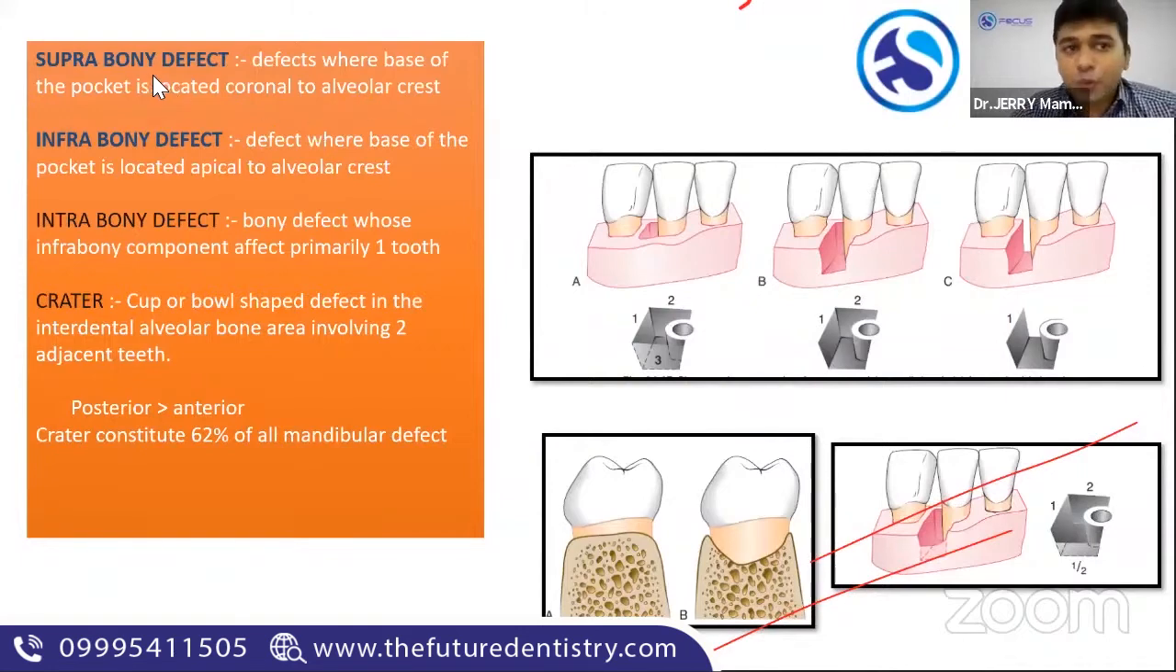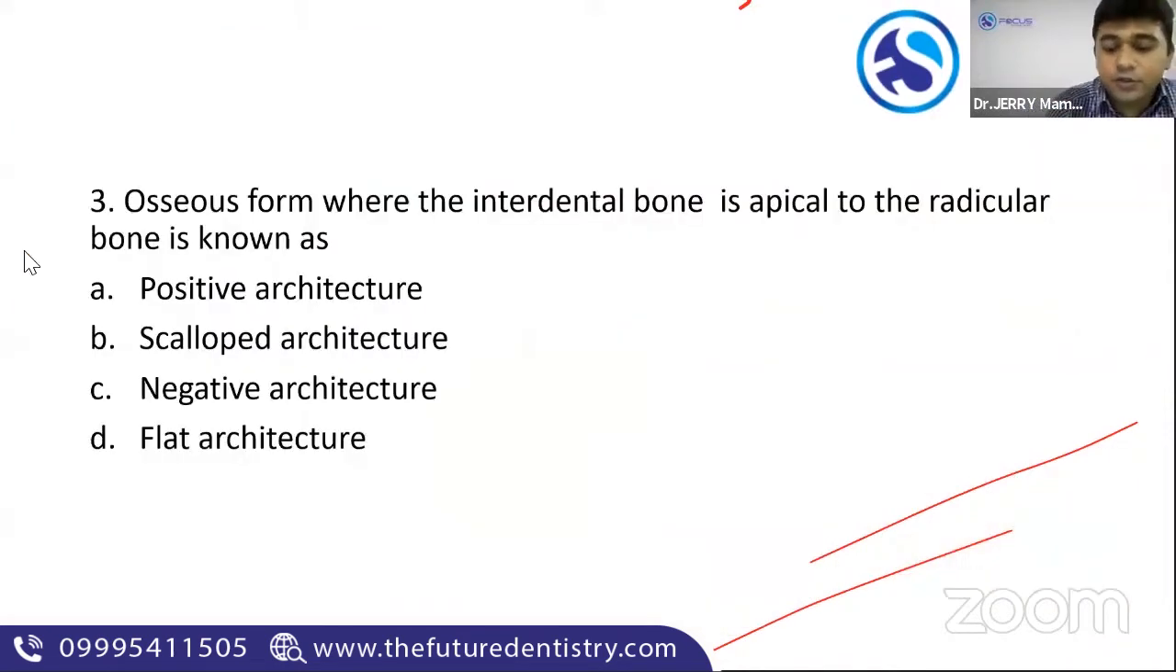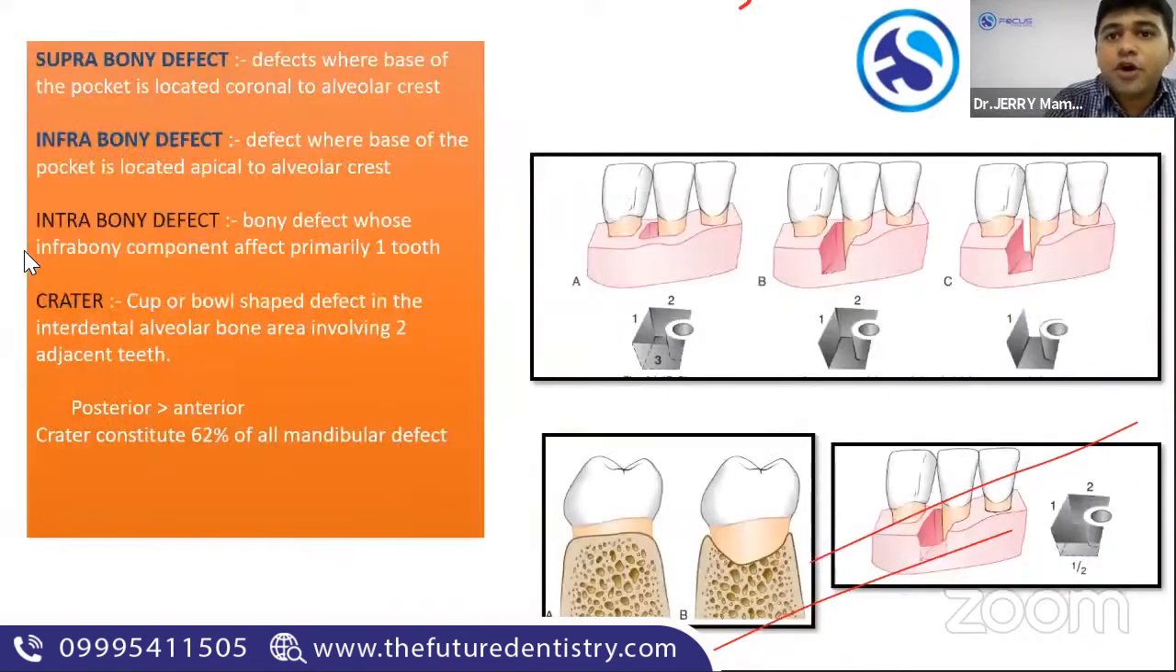Okay, so we already studied what supra bony defects were. The base of the pocket is located coronal to the alveolar bone. Infra bony defect is where the base of the pocket is located apical to the alveolar crest. Now we come to the two different types of infra bony defect. Which is the first one? First one is your intrabony defect.